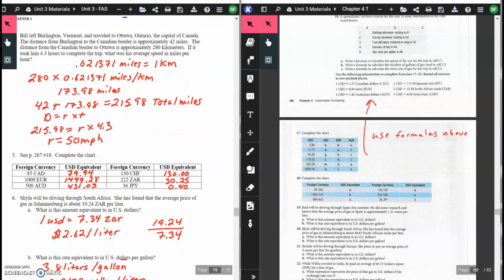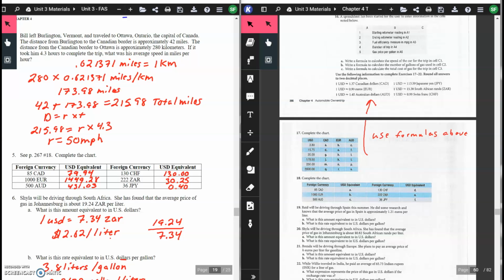Number 4. Bill left Burlington, Vermont, and traveled to Ottawa, Ontario, the capital of Canada. The distance from Burlington to the Canadian border is approximately 42 miles. The distance from the Canadian border to Ottawa is approximately 280 kilometers. If it took him 4.3 hours to complete the trip, what was his average speed in miles per hour?